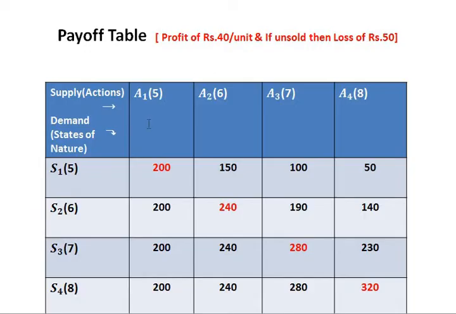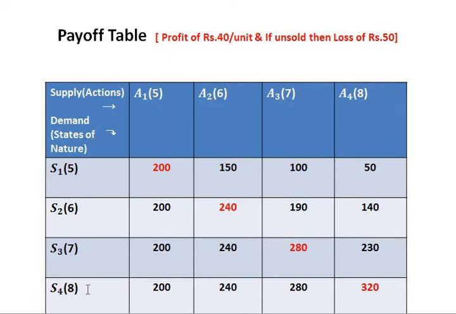Now you can observe in my next slide what I have written down. A1, A2, A3, A4. These are the 4 actions: 5 units purchase, 6 or 7 or 8 units. While here the states of nature, which are not under the control of the shopkeeper. So there may be only 5 customers turning up, 6, 7 or maximum 8.